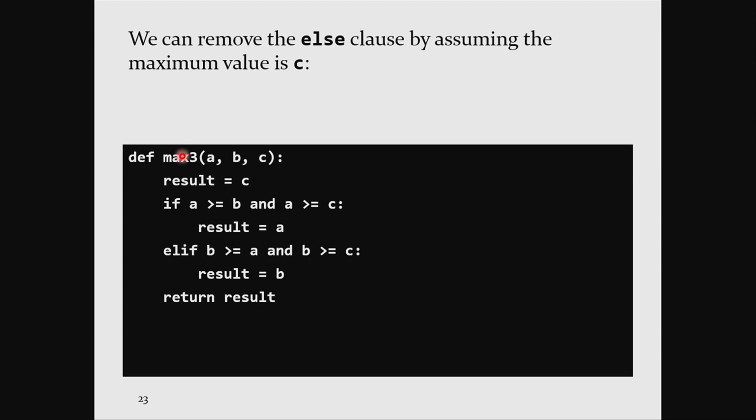OK, in Python, you know that you can eliminate the else block if you want to, the else clause. You can eliminate the else if clause too, but in this method it's hard to do. So I can eliminate the else clause by assuming the answer is going to be C. I'm going to assume that C is the largest of the three values. Then I don't care about the else block anymore. So I can shorten the function a little bit by removing the else.